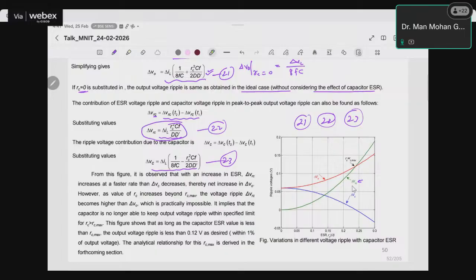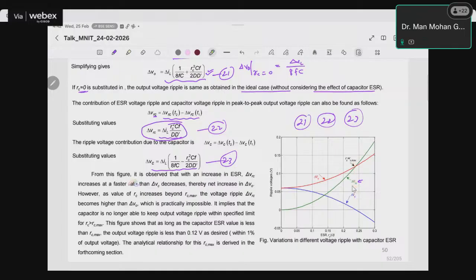The second observation is that if you are increasing the RC, the ripple due to capacitance is continuously decreasing. And if you see the total V naught, that is also increasing when we are increasing del VC. But at a certain value of RC, the output voltage ripple is lesser, and the ripple which is due to RC exceeds it, and that is not possible. Why is it not possible? Because the total ripple should be more than the ripple caused by RC itself. So it means this value is not feasible after RC equal to RC max.